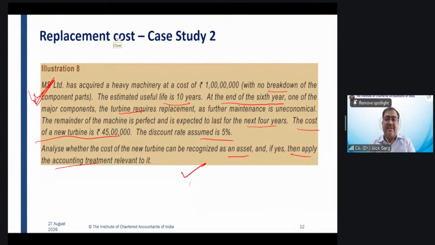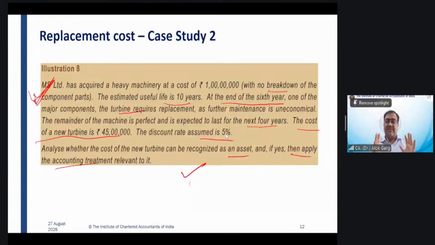At the end of the 6th year, what is the accumulated depreciation, Sai Kiran? 60 lakhs. What is the carrying amount? What is the WDV carrying amount? 40 lakhs. 1 crore minus 60 lakh is equal to 40 lakhs, right?